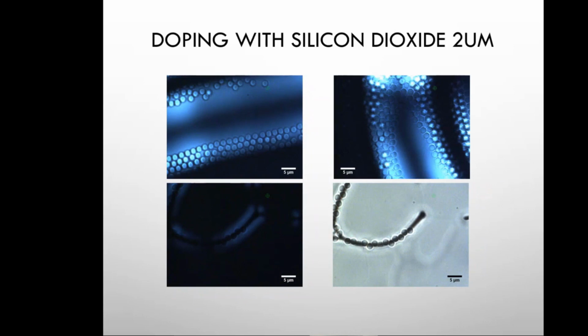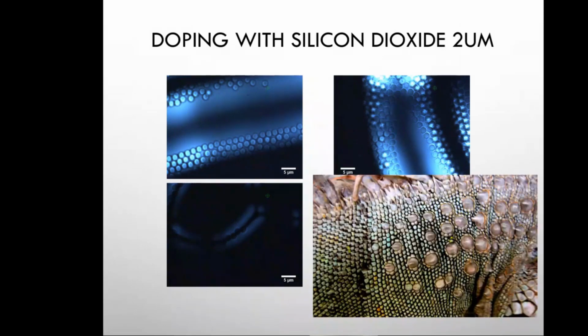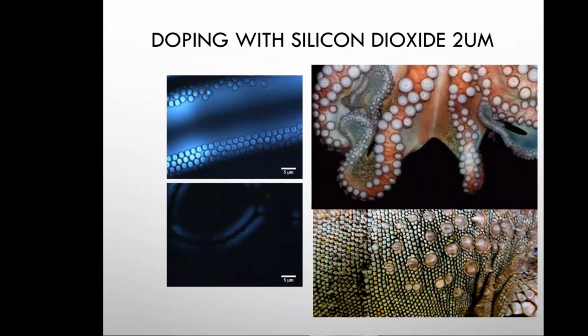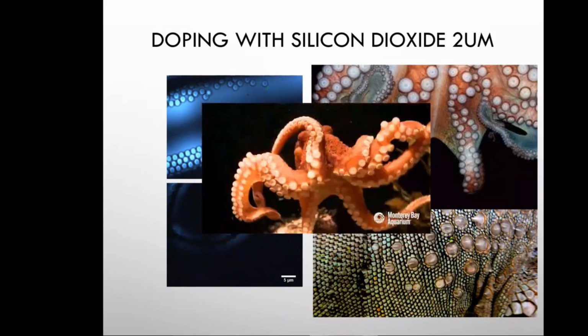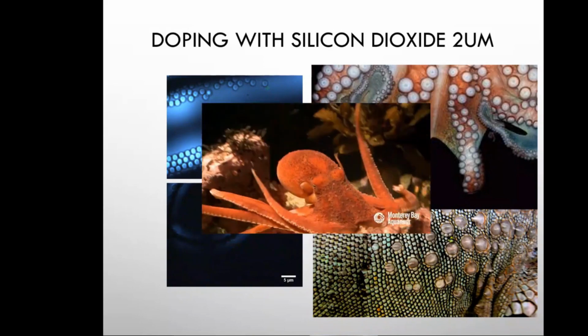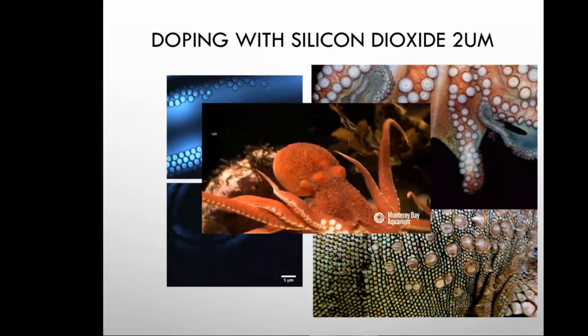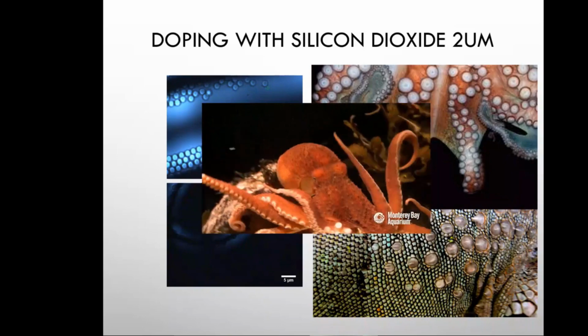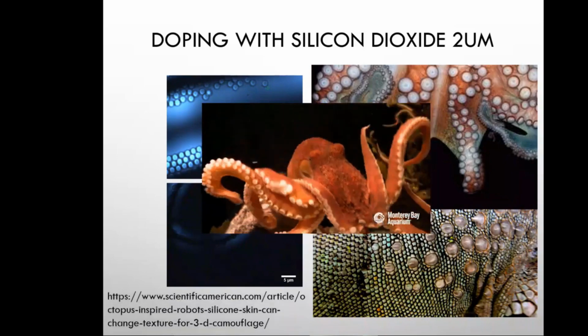We also dope these structures with nanoparticles. These are microparticles, actually, with silicon dioxide. When I first saw this picture made by Dominika, first I thought about lizard skin, but then it looks really like an octopus structure, right? So maybe we may also play with this, by the way, amazing animal.